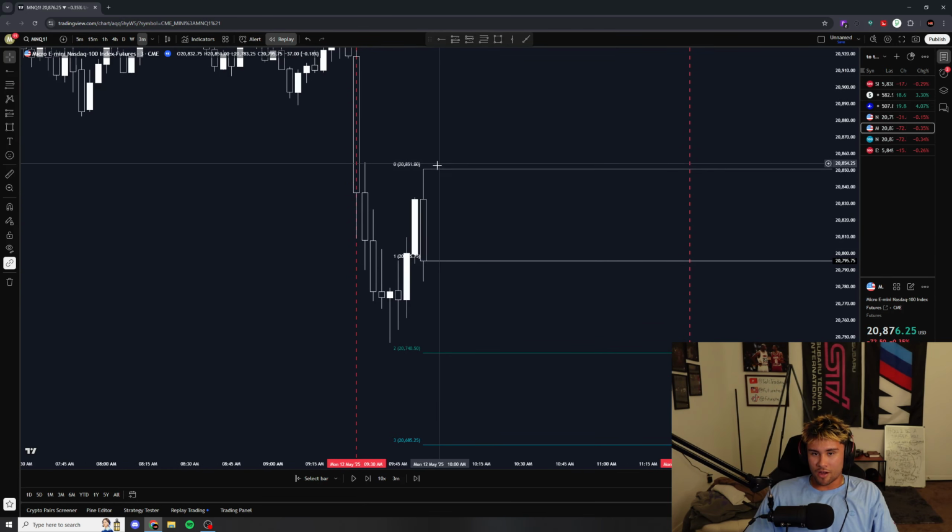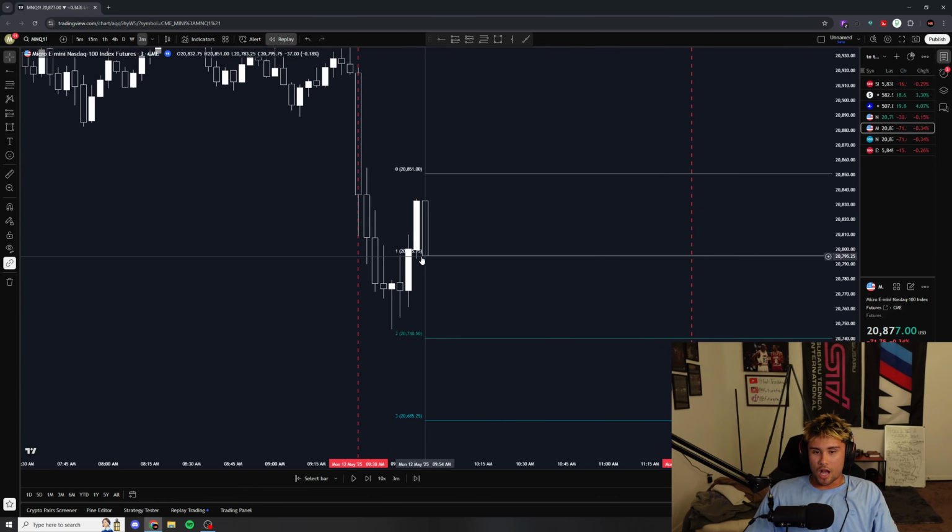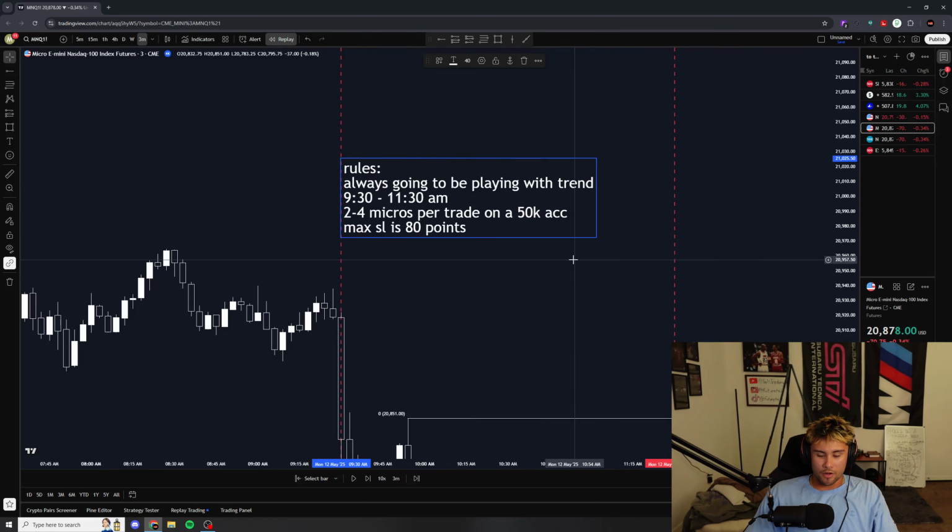We had to move up and move down. The high is at the top of that wick. I take my entry right here. This is a 54-point stop loss, okay?